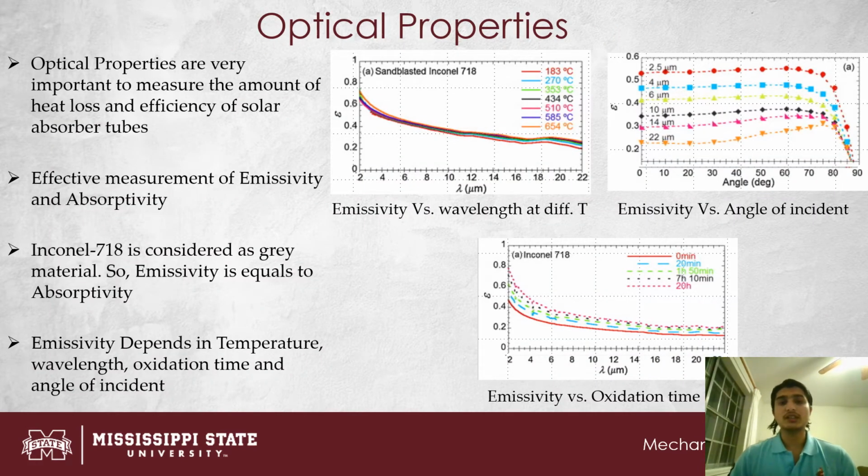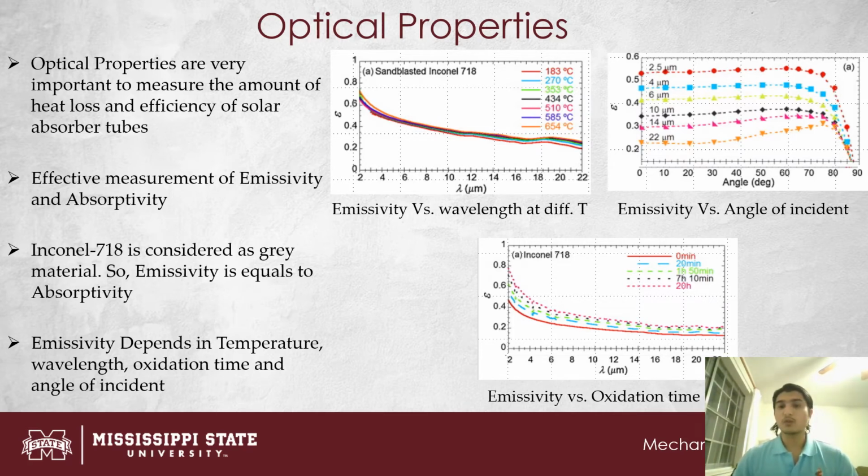Now the next part is to calculate the optical properties. Calculating optical properties is very important because optical properties help us to estimate the efficiency, like how much heat is absorbed and how much heat is emitted by the absorber tube.